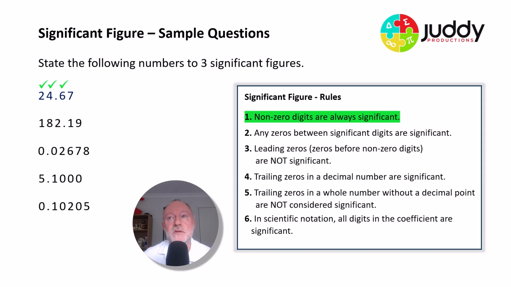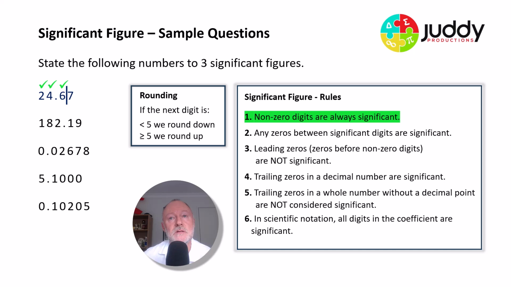However, we want to express it to only 3 significant figures. So we consider the 2, the 4, and the 6. Then we look at the next digit, that being the 7. Now that's not going to be part of our final 3 significant figures, but we use that to work out whether or not we round up or round down this number.